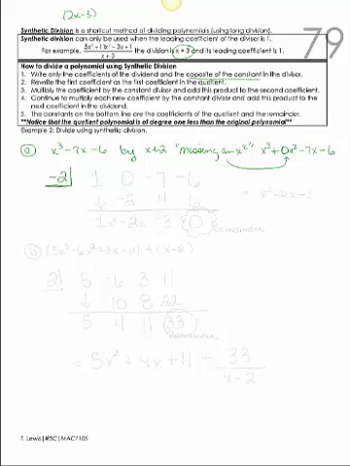Now, let's write the coefficients of each term in descending order. So our coefficient of x cubed is what? 1. Then 0 for x squared, then negative 7, negative 6. Okay? Then we're going to write a bar under here, a line.